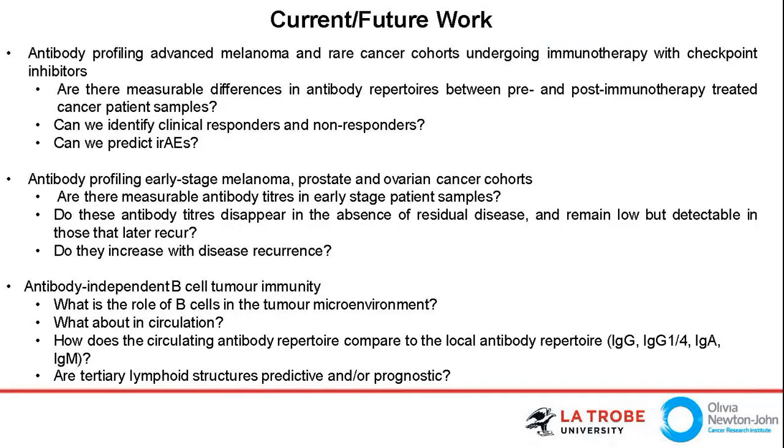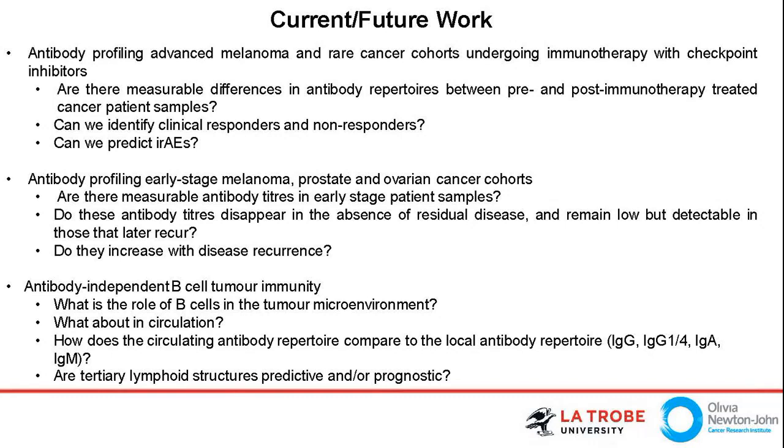And with that, I'll just highlight some of the current and future work that we're looking at. So as mentioned, we're looking at 2 different cancer types undergoing immunotherapy with checkpoint inhibitors, so specifically melanoma and renal cancer cohorts. And some of the key questions that we're asking, both with Syngenix and also with the University of Cape Town, is looking at whether there are differences in the antibody repertoire between pre- and post-immunotherapy treated samples, whether we can, of course, identify responders from non-responders at baseline, so before treatment has started, and whether we can predict immune-related adverse events, which is quite important as well.